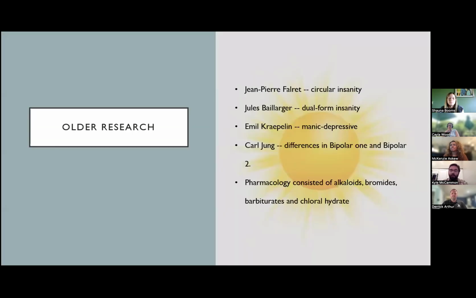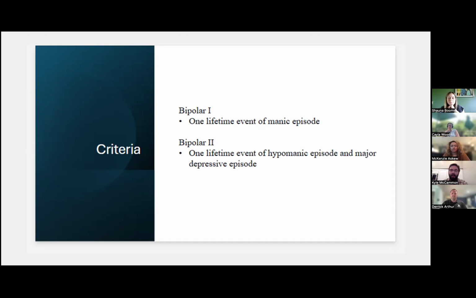Also with bipolar 2 having a major depressive episode, which would be a decrease in those things. So low self-esteem, low motivation, persisting for at least a week.